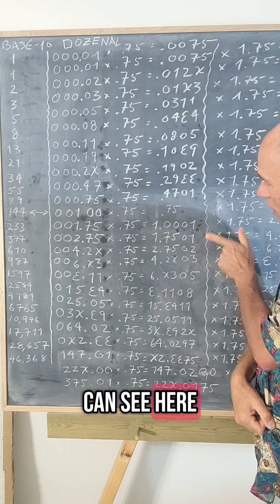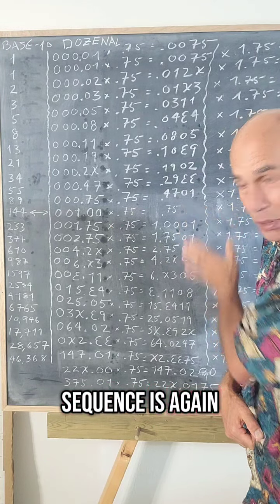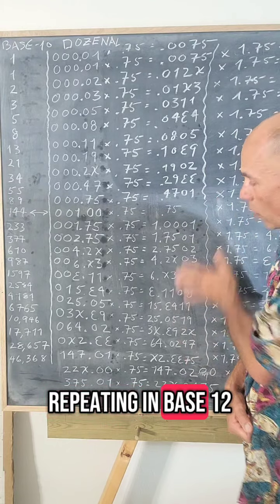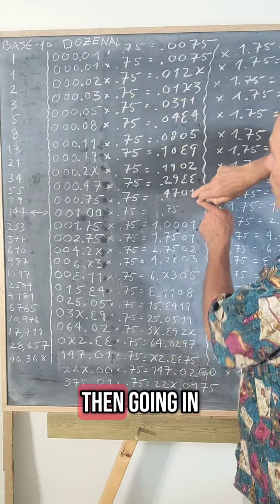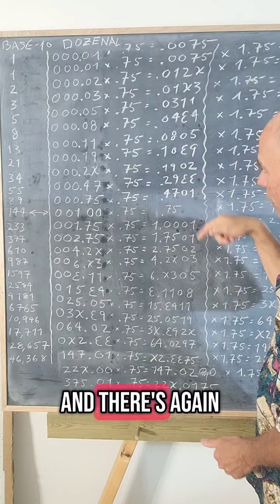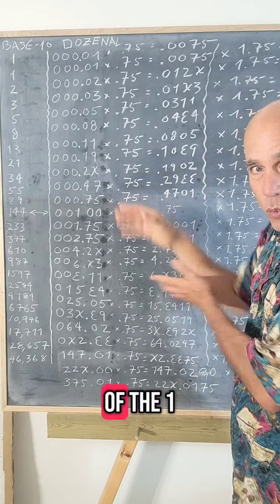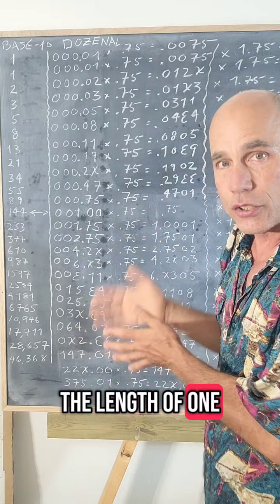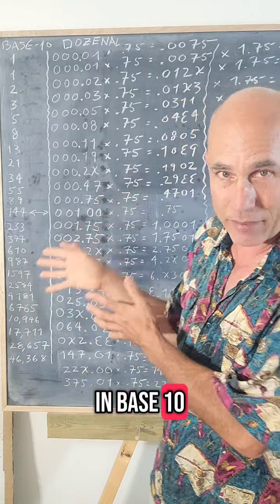But then we can see here you get the 1, 1, 2, 3, 5, 8. The sequence is again repeating in base 12. You get that whole sequence there repeating this whole sequence here. Then going in this direction, that whole sequence is repeating here. And there's again a reciprocal relationship where the numbers from either side of the 1 add up to the length of 1. So that is something that doesn't show up or happen in base 10 that does in base 12.